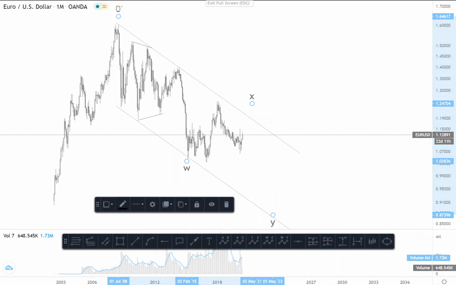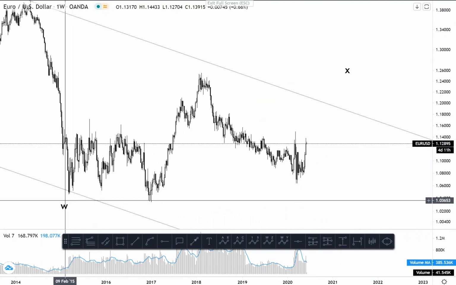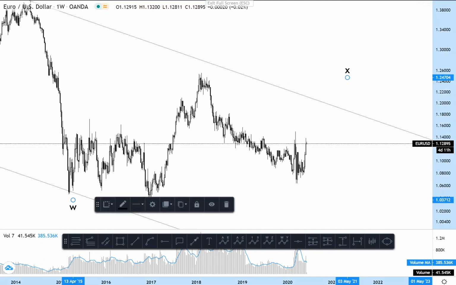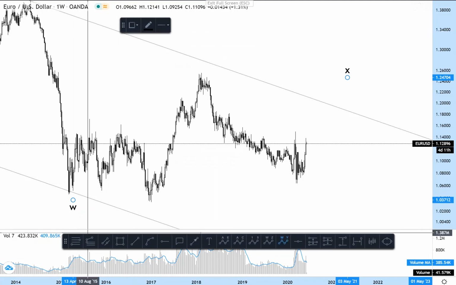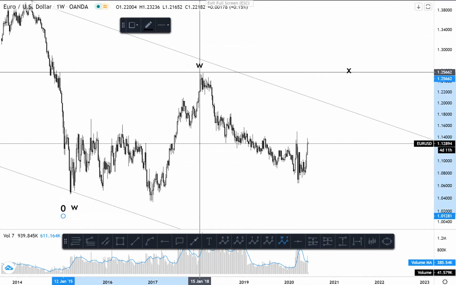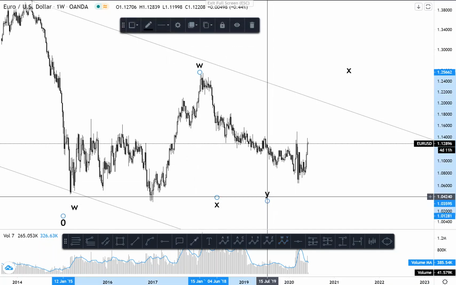Perfect. So we're working our way down from the monthly to the weekly. We call this top-down analysis. So first of all, using the wave principle is about identifying patterns. What I see here is the first wave or first corrective wave of a pattern.